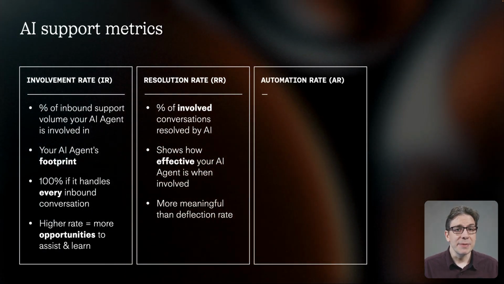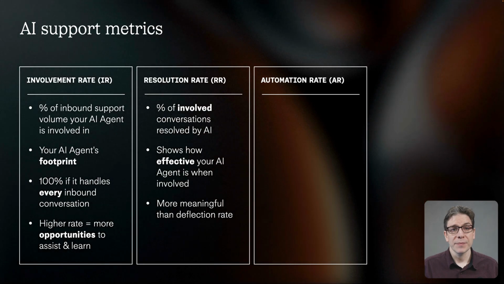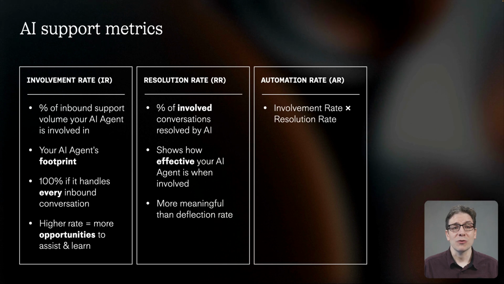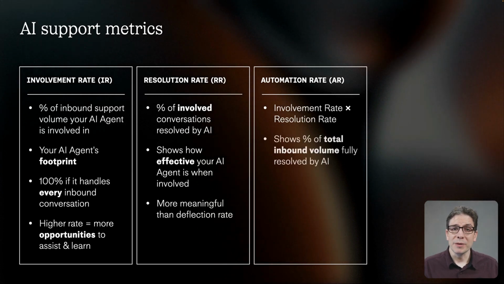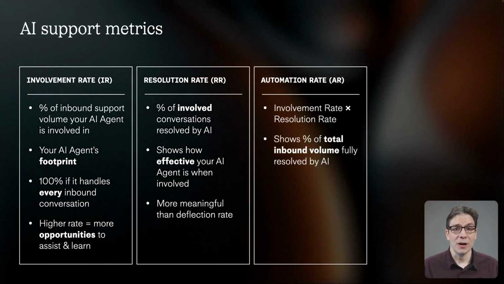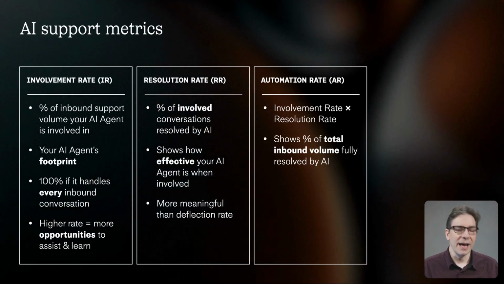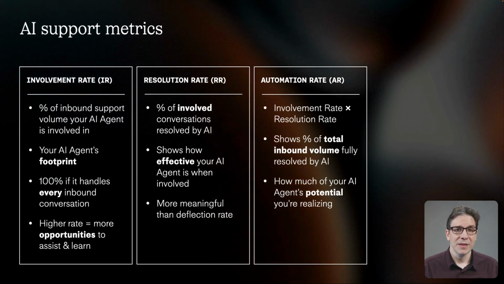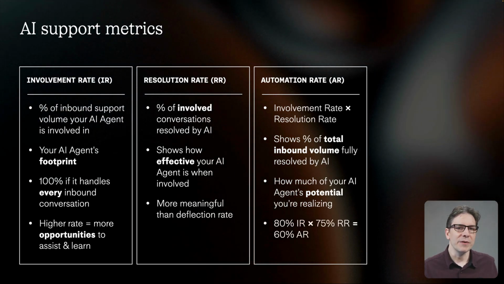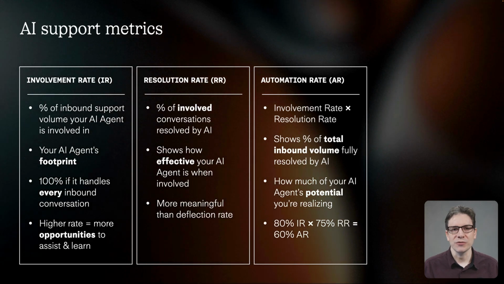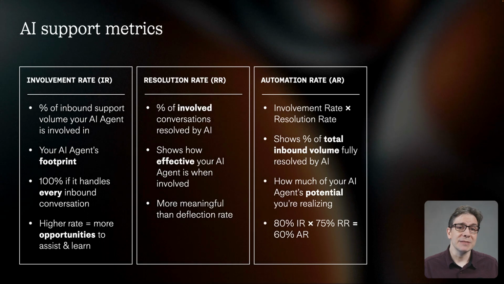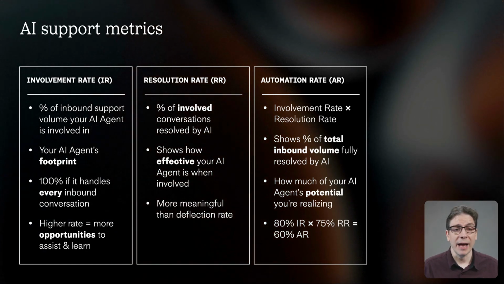And these two metrics can be combined into one powerful number, the automation rate. This is your involvement rate multiplied by your resolution rate. It tells you what percentage of your total inbound volume is fully resolved by your AI agent. Essentially, how much of its full potential you're realizing. For example, with an 80% involvement rate and a 75% resolution rate, your automation rate would be 60%. That means 60% of all inbound conversations you receive are solved end-to-end by AI.